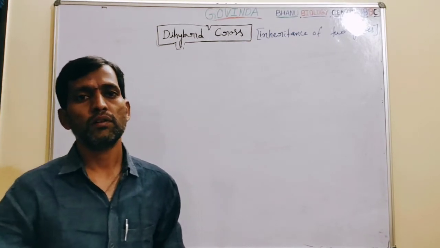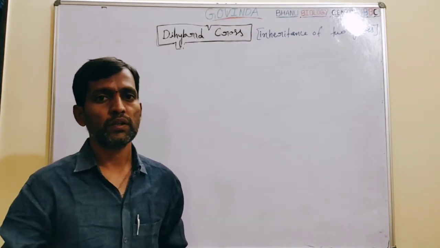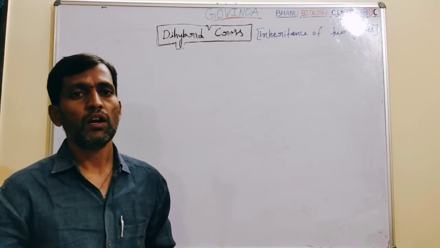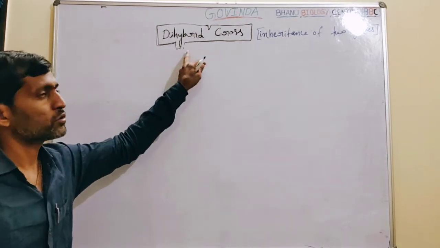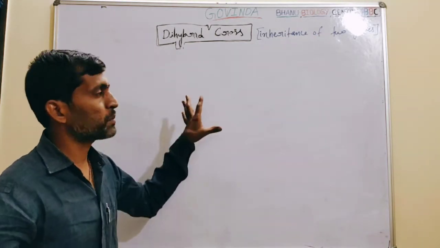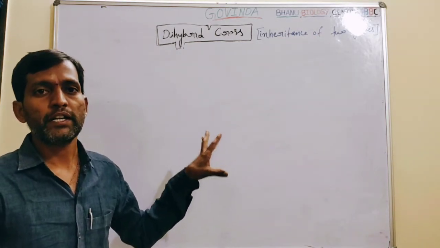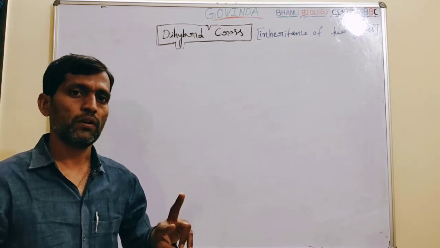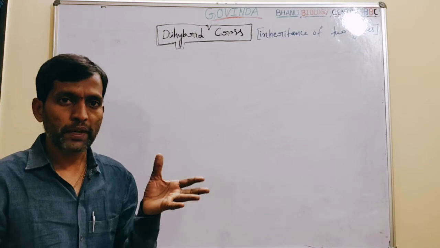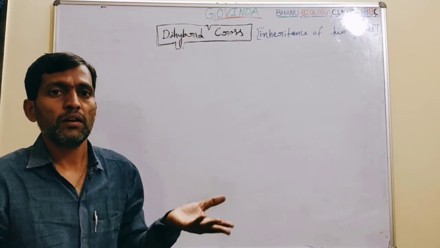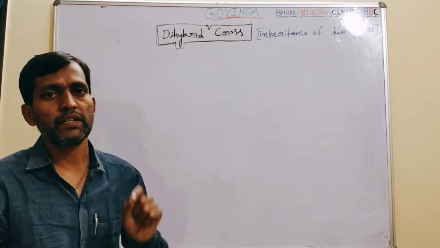In the previous video, we discussed the monohybrid cross. In this video, we will talk about the dihybrid cross. The dihybrid cross is also called inheritance of two genes. This experiment was done by Mendel specifically to know the influence of one pair of traits or characters on another pair of traits. That is the main intention.